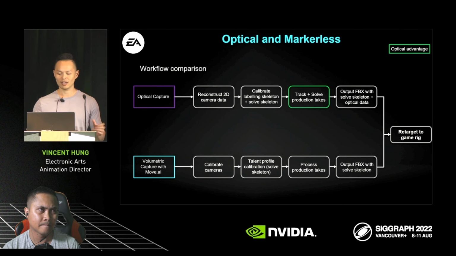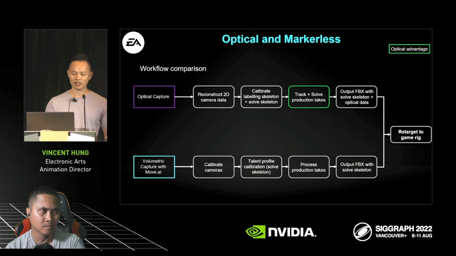This is where I want to loop back to focus on the workflow. So this is the part where I showed the results, showed how it ends up being, but I wanted to talk about the difference between the optical and the markerless workflow. I'm just going to quickly go through it. Optical, we reconstruct the 2D camera data. We calibrate the labeling skeleton and the solve skeleton. We track and solve the production takes, and then we output an FBX with the solve skeleton. We use the optical data as reference, and then our team would retarget the data onto the multiple game rigs that we have. For volumetric, a little bit different.